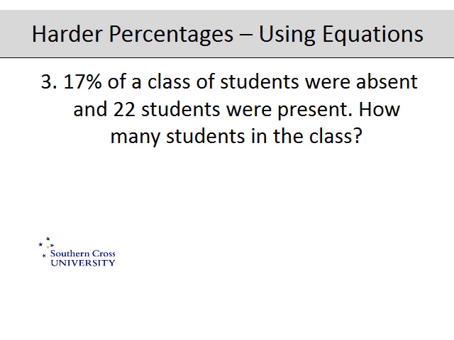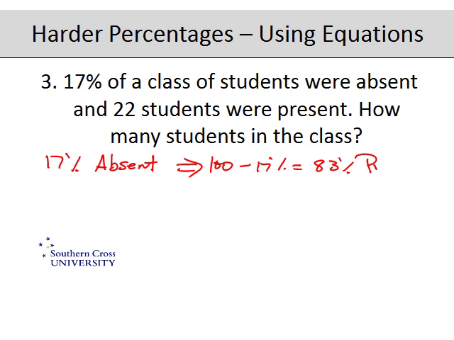Question 3, 17% of a class of students were absent and 22 were present. How many students in the class? Okay. We know that if 17% of a class were absent, that leads to the conclusion that 100 minus 17%, which is 83%, were present.